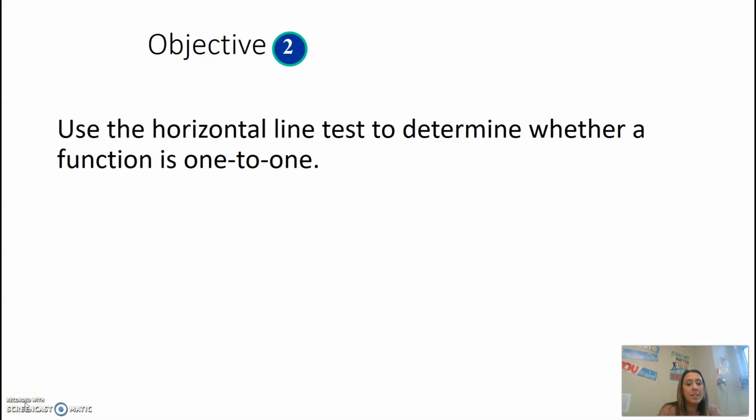Right, good morning functions. We've already started to talk about the horizontal line test, but we are going to look into the definition and go through it a little bit further.